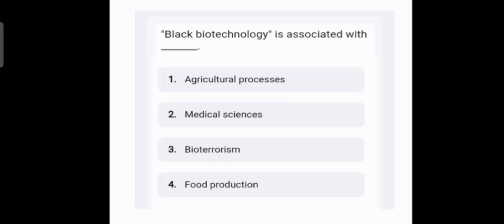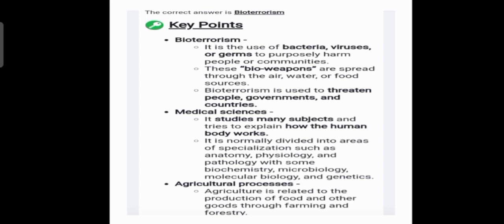Okay. Next one is black biotechnology. Black biotechnology is associated with agriculture process, medical science, bioterrorism, or food production. The answer is bioterrorism. What do we mean by bioterrorism? It is the use of bacteria, virus, or any germs to harm people or communities. These bioweapons are spread through air, food, water, and any other source, and are used to threaten people, governments, or countries. That is known as bioterrorism.